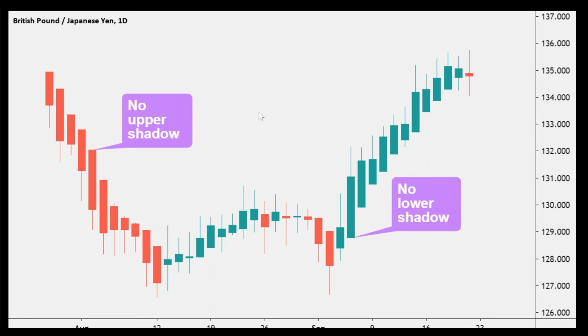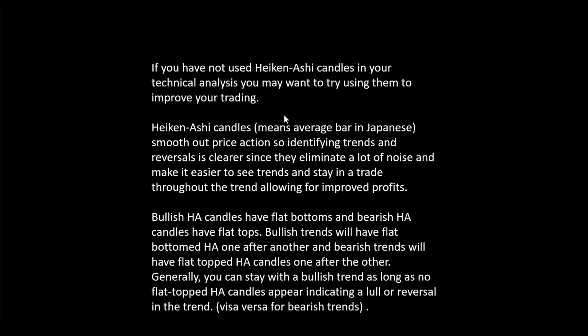All right, so that's what they look like. This is a British pound, Japanese yen. Doesn't make any difference. Candles are like this on everything. All right, so I'm going to just go through this real quickly. You'll get this on the replay, and then we're going to talk more about it. But it's important to know about this. If you haven't used them for technical analysis, this is something you want to research and you want to use.